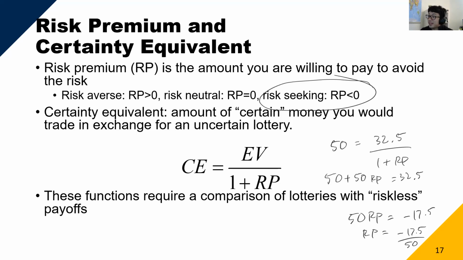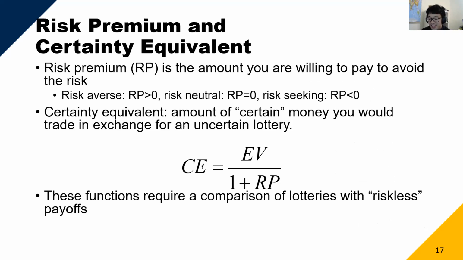Again, this is a risk premium that is associated with the context of this specific problem. Let's change the conditions, right? And say, you might not always be risk seeking. So let me change it so that it's, let's say $50,000 versus flipping a coin for a $100,000 payoff.